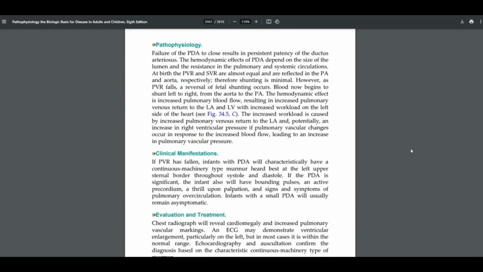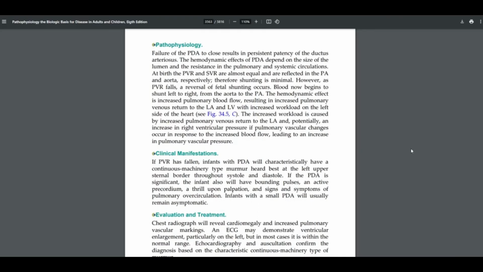So our pathophysiology. Failure of the PDA to close results in persistent patency of the ductus arteriosus. The hemodynamic effects of PDA depend on the size of the lumen and the resistance in the pulmonary and systemic circulations. At birth, the PVR and SVR are almost equal and are reflected in the PA and aorta, respectively. Therefore, shunting is minimal. However, as PVR falls, a reversal of fetal shunting occurs.